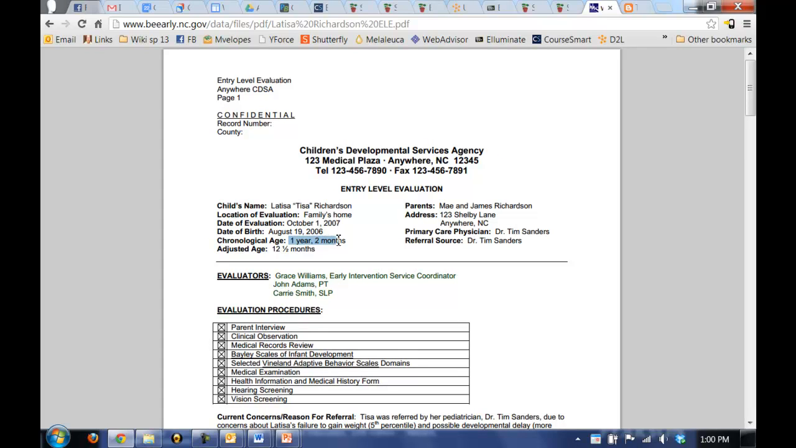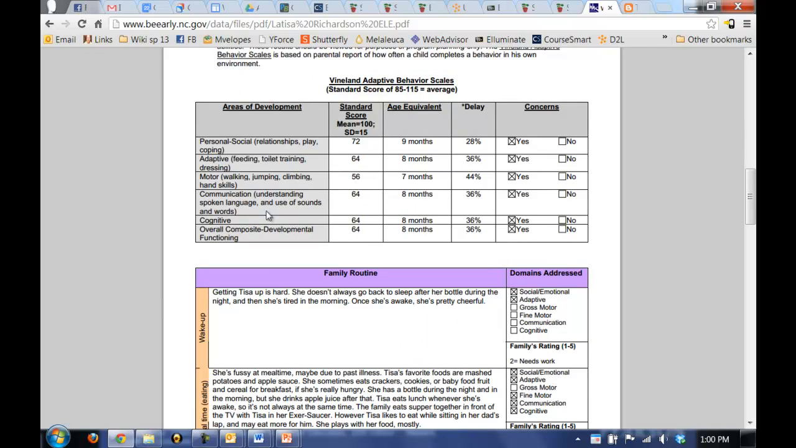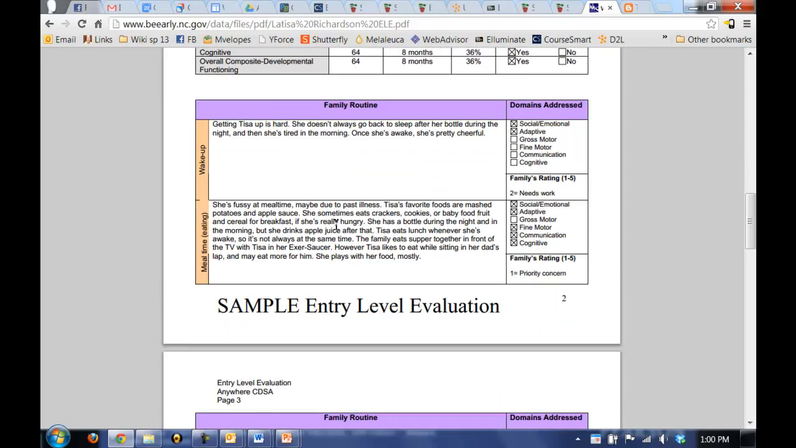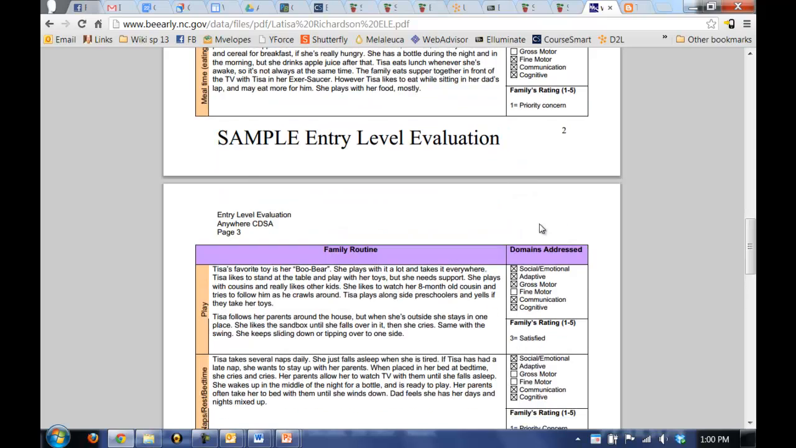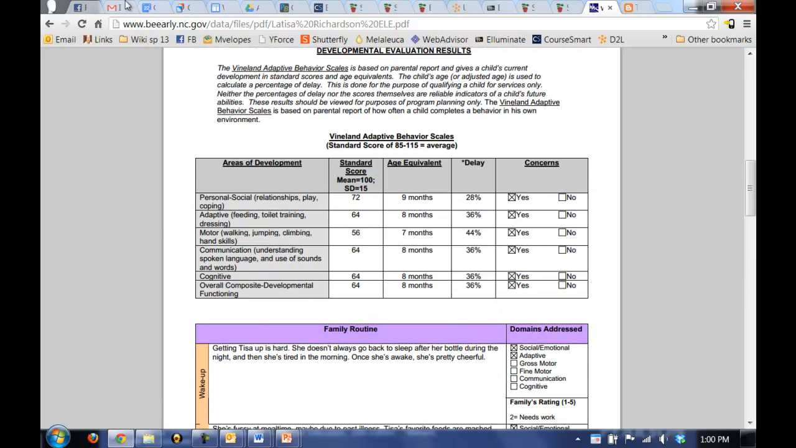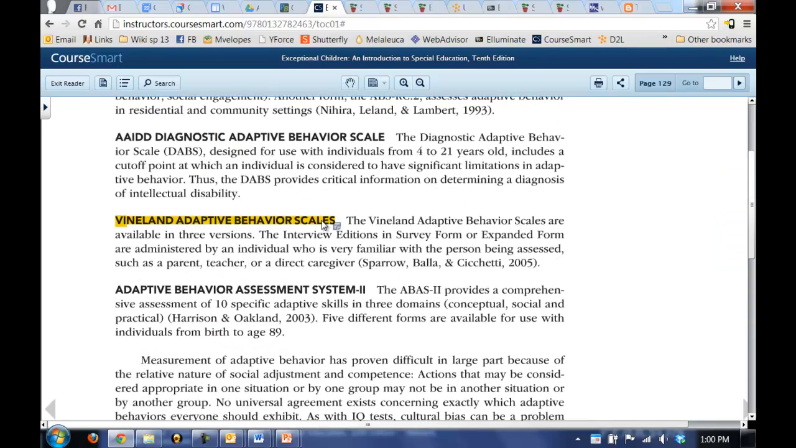1 year, 2 months. That isn't quite. Oh, that's their chronological age. So they're delayed in adaptive feeding and training and dressing. See, it's delayed, and then you have some narratives about it, and the domains they address. But that's kind of what the report looks like coming out of there for this Vineland.